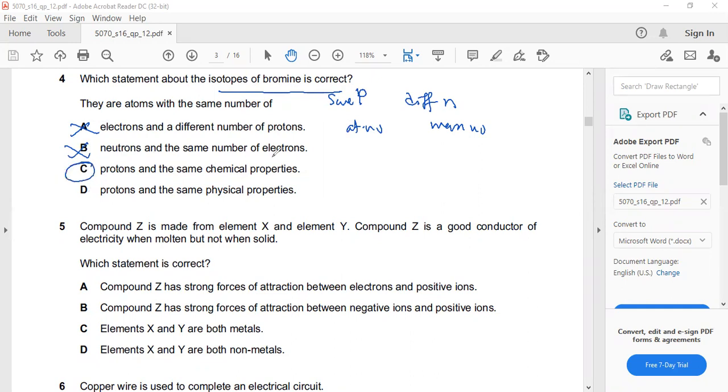Yes. Isotopes have the same chemical properties. Physical properties may be different. Same number of protons and same physical properties? No. Physical properties cannot be the same, like boiling point, like density. Isotopes have different ones. C is the answer.